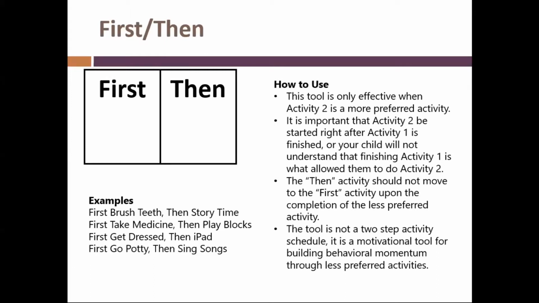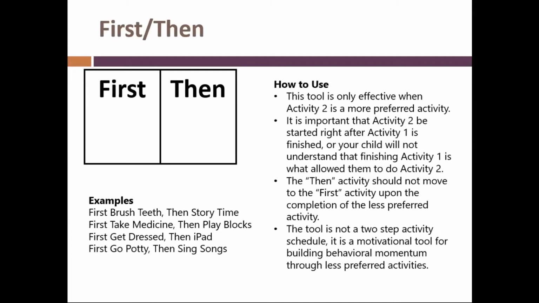So you're kind of using this behaviorally to incentivize your child with the then. So it's meant to be that way. So it's important that activity 2 start right after activity 1 is finished, or your child will not understand that relationship between finishing activity 1 and being allowed to do activity 2. The then activity should not happen until the first one is completed. The tool is not a two-step activity schedule. It's more of a motivational tool to build behavioral momentum through less preferred activities.